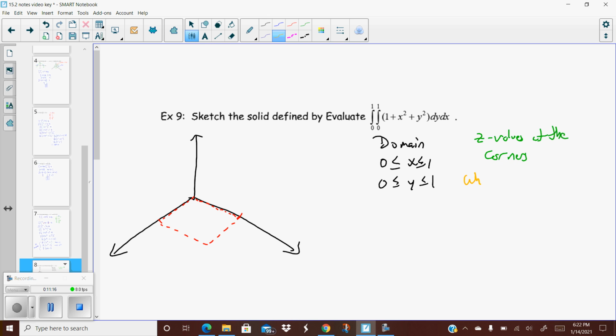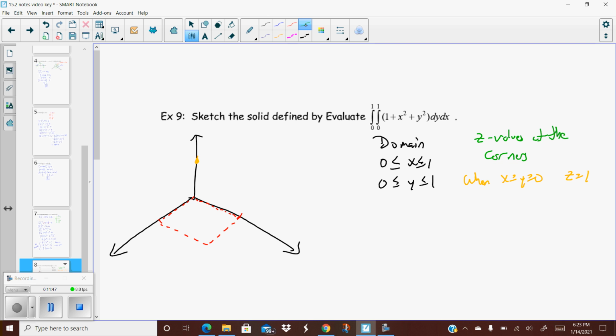So when x and y equal 0, let's do that corner first. When x equals y equals 0, we're talking about basically being on the z-axis. What's the z value? Well, the z value is 1. So let's plot a point, maybe right there. I'll try and do this in different colors to make it look a little easier.